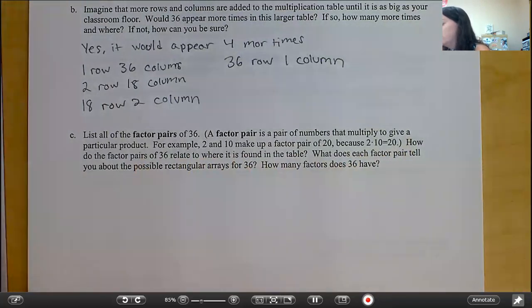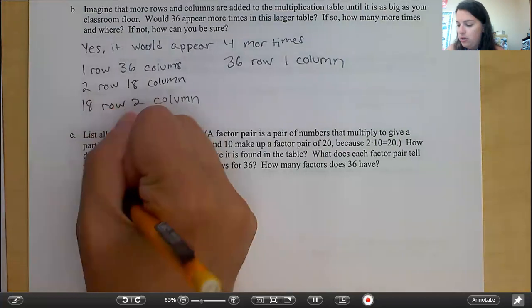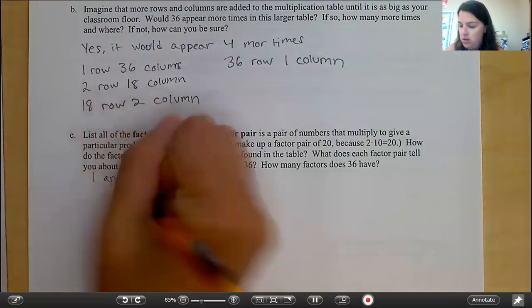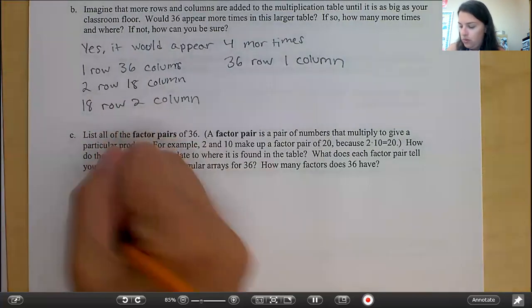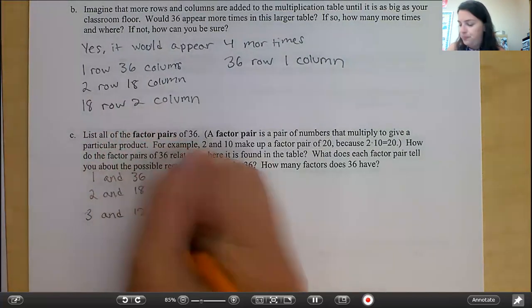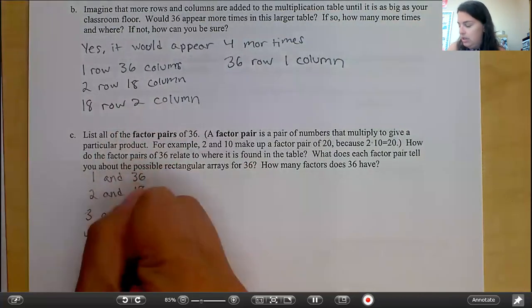So you're going to want to list the factor pairs. Go ahead and do that. Okay, if you're back with me, you've listed the factor pairs. So 1 and 36, 2 and 18, 3 and 12, 4 and 9, 6 and 6.